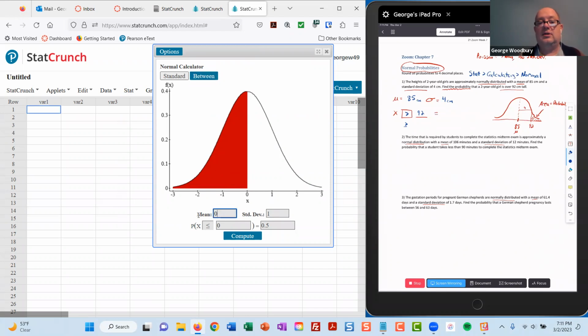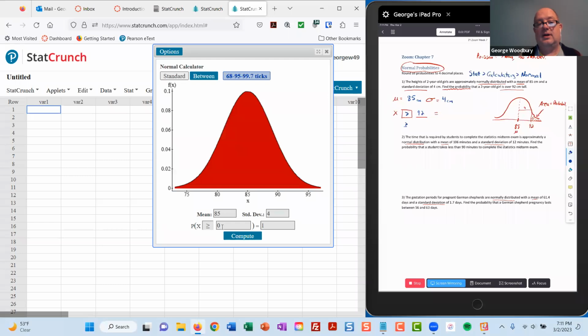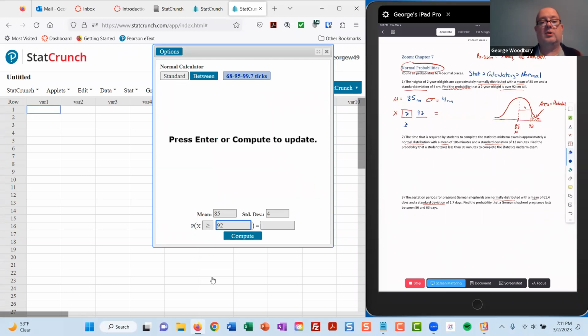So our mean is 85. The standard deviation is 4. And we're looking for greater than 92. But notice again, greater than is not a sign that's listed. I use the greater than with the equal sign in that case. And then the number next to X, that was 92. That's what we want to find, the probability for that height.